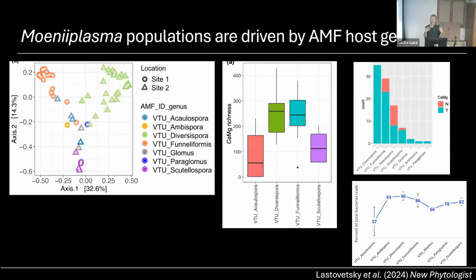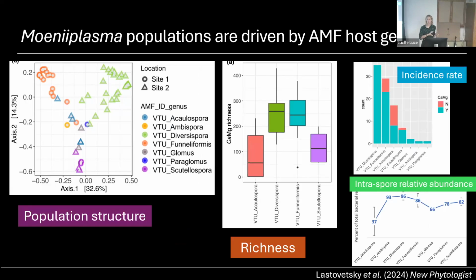And lastly, looking closely at these Moenoplasma populations, we found that Moenoplasma population structure, Moenoplasma richness, Moenoplasma incidence rates across the spores, and also the Moenoplasma intraspore relative abundance were all related to host genotype, meaning that all of these measures varied according to the AMF host genotype.